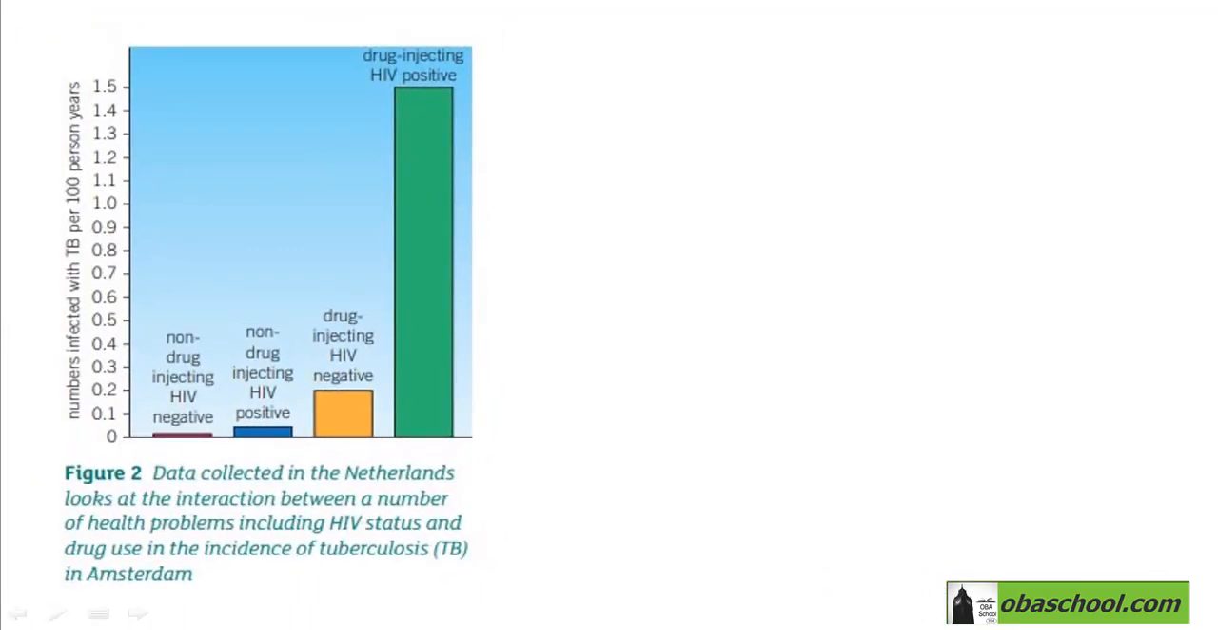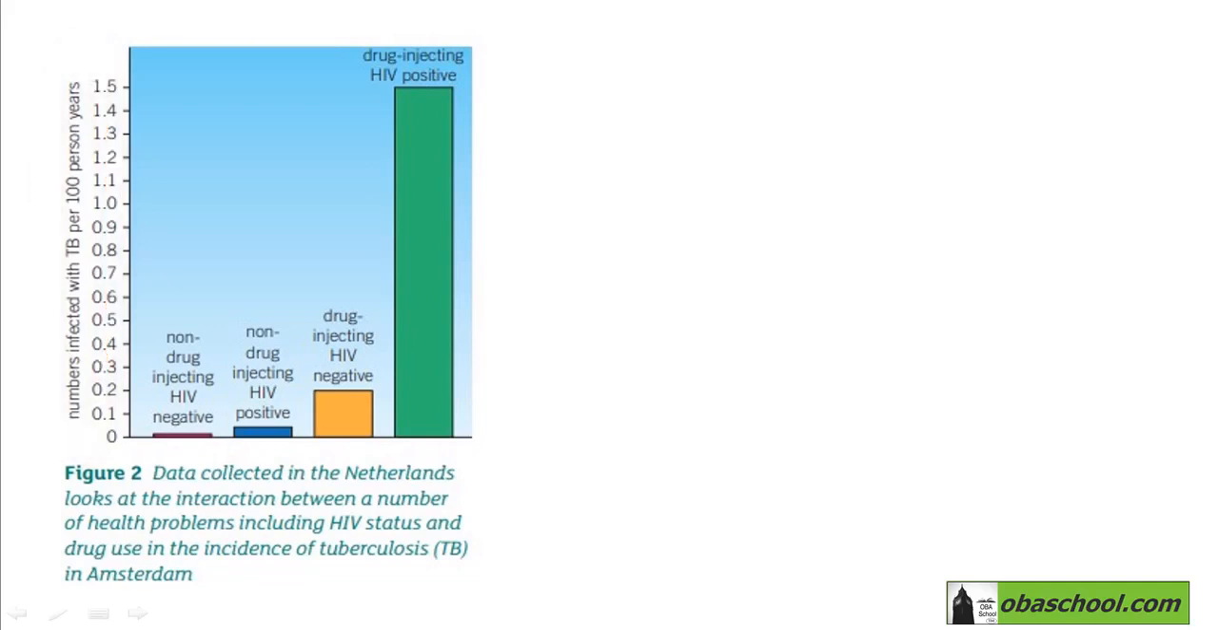This figure shows us data collected in the Netherlands, looking at the interaction between a number of health problems, including HIV status and drug use, and the incidence of tuberculosis in Amsterdam. So this shows us the number of infected people with tuberculosis.